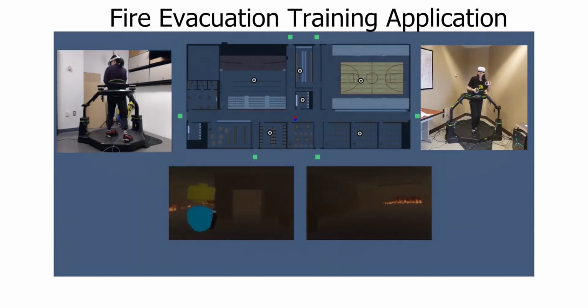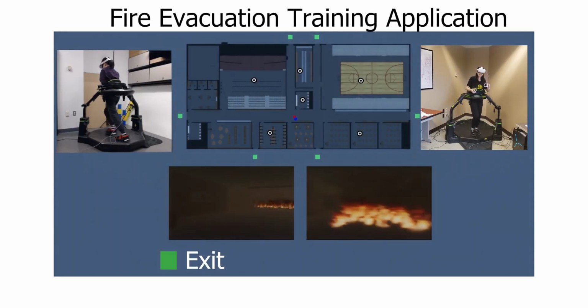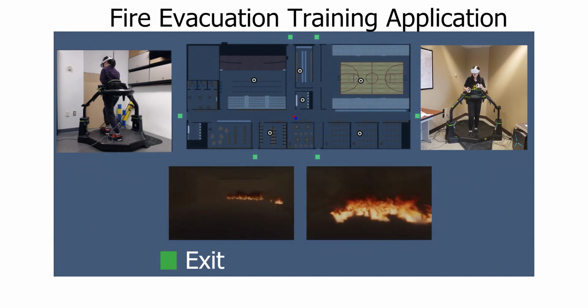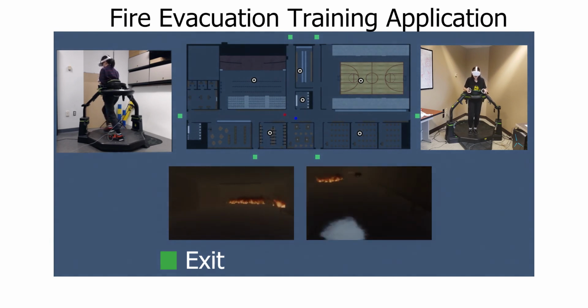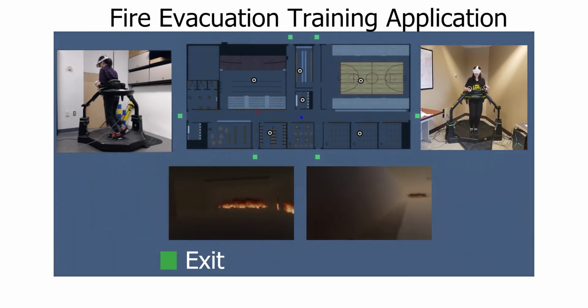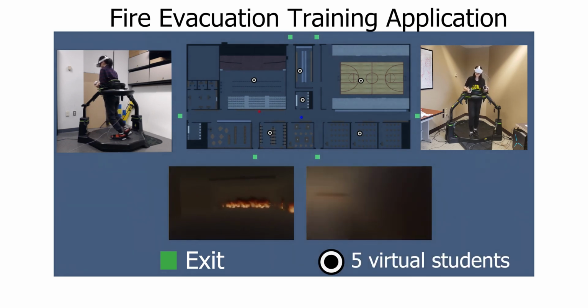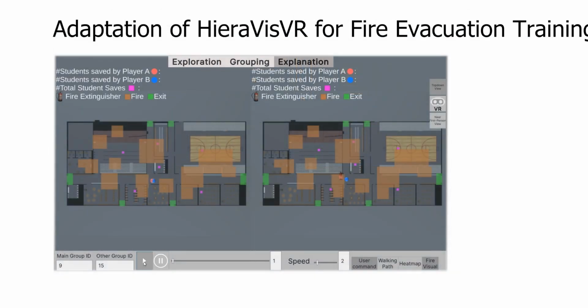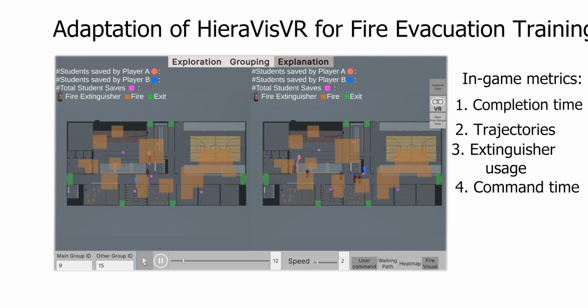The first example is a VR training scenario based on a previous fire evacuation drill. Researchers examined how collaborative behaviors changed as the difficulty of evacuation scenarios increased. In each training scenario, 5 virtual students await rescue. Several in-game metrics were collected for evaluation, including completion time, volunteer trajectories, extinguisher usage, and command times.